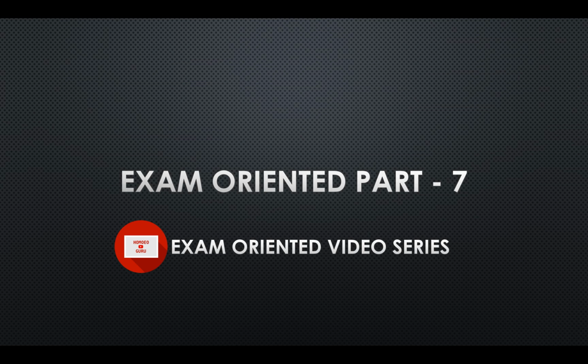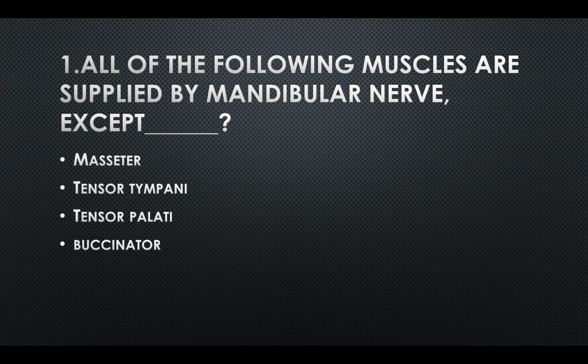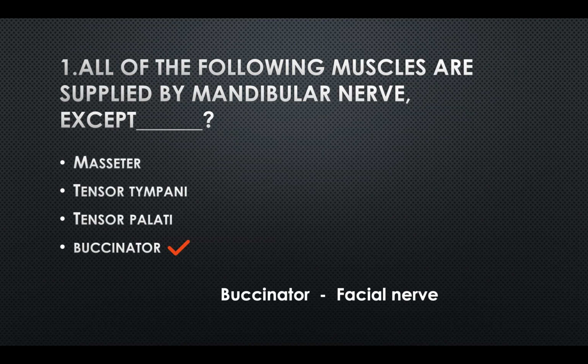Exam oriented part 7. All of the following muscles are supplied by mandibular nerve except: option A masseter, option B tensor tympani, option C tensor palatini, option D buccinator. Answer: option D buccinator. Buccinator muscle is supplied by facial nerve.